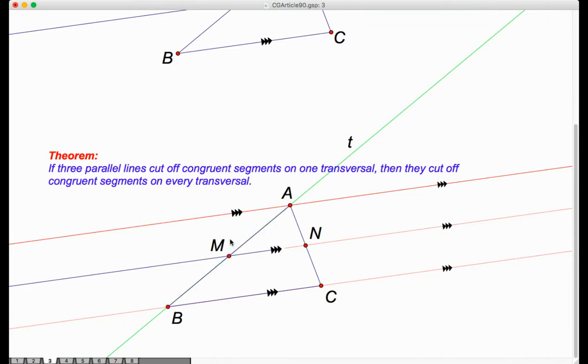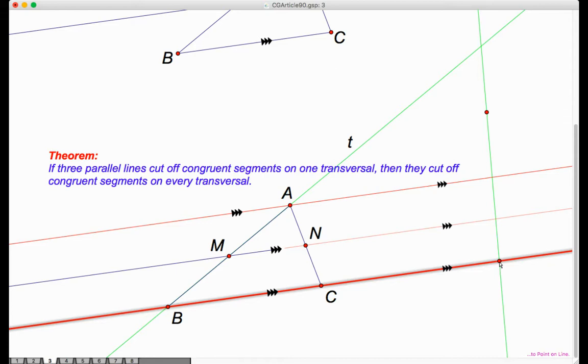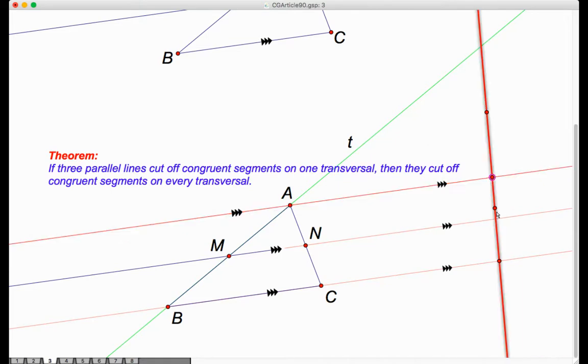Then we know that if there is another transversal that will cut here, say this particular segment here, let me label this one as PQR. Then we know by this theorem that PQ is equal to QR. There we go.